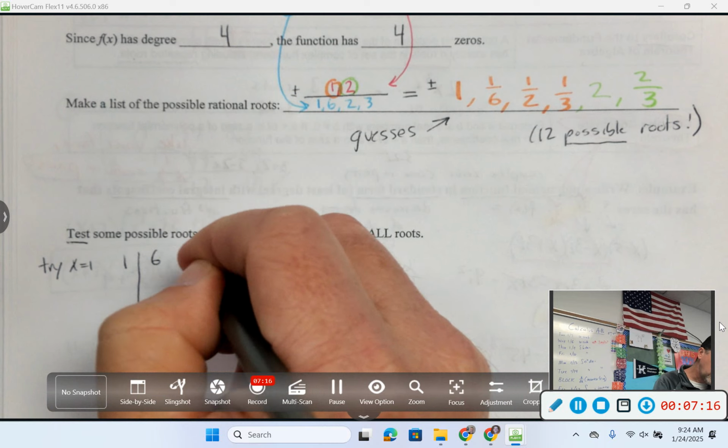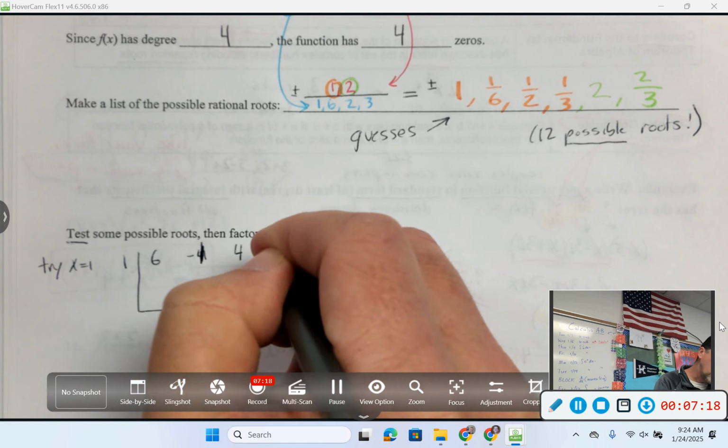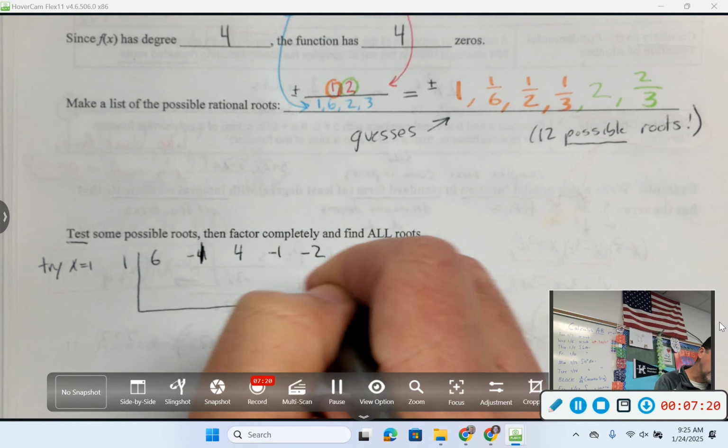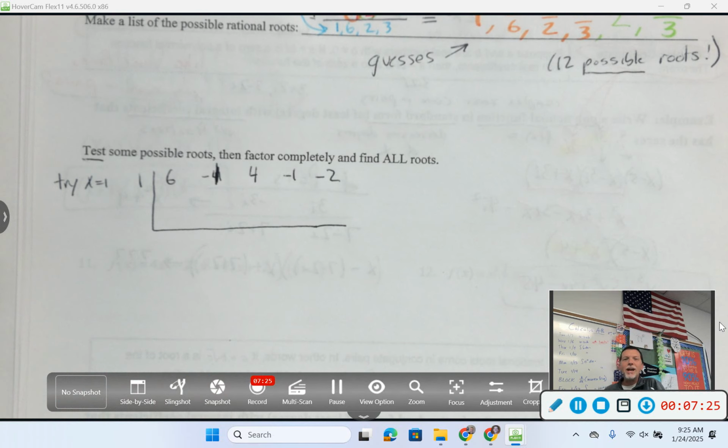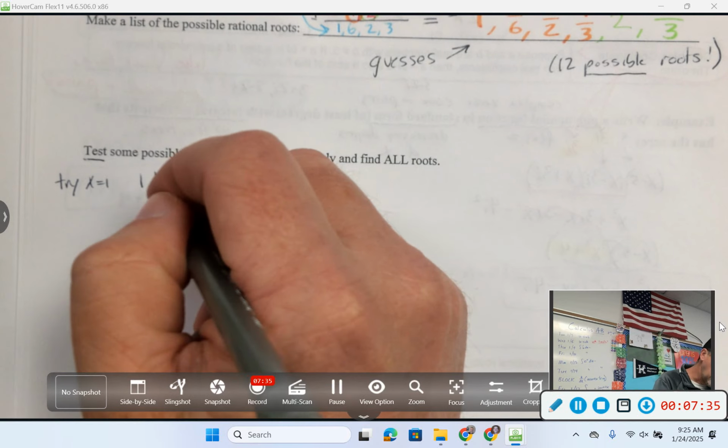6, -1, 4, -1, -2. And what am I looking for? Like, how will I know if x equals 1 works? If the remainder is 0. If the remainder is 0, then that means x equals 1 is a root, x minus 1 is a factor. Let's see what happens here.